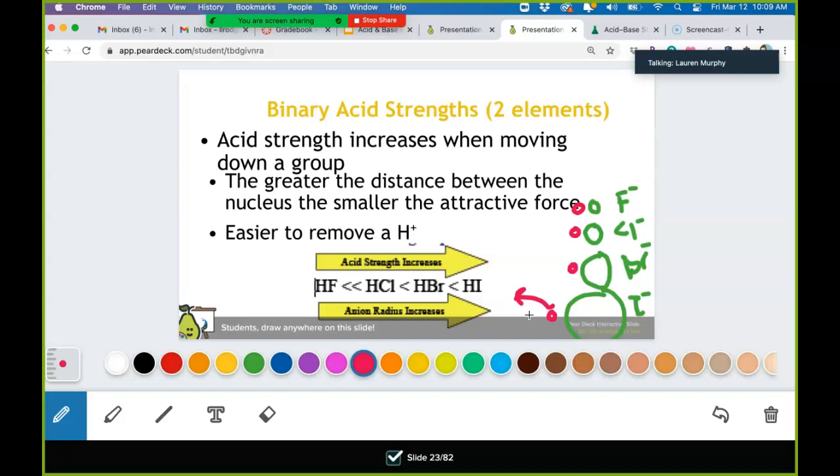And the ability to be removed easier makes you a stronger acid. So the easier you can rip a hydrogen off of something, the stronger of an acid it is. So this is the reason why HF is not strong. The H and the F are just too close to each other. The HF would rather be bonded than for you to be able to let it rip off a hydrogen ion. Okay?